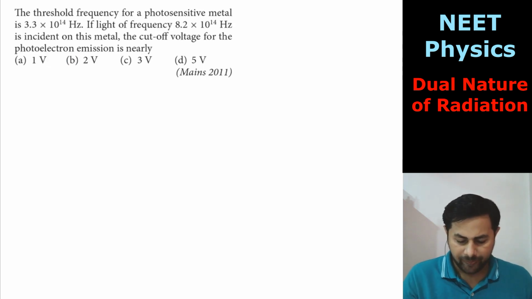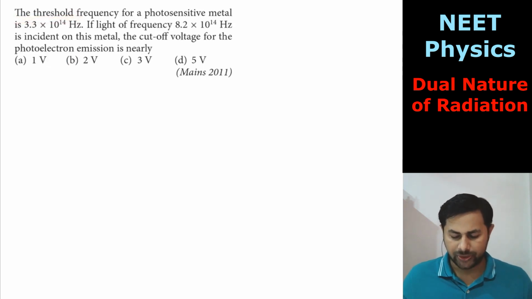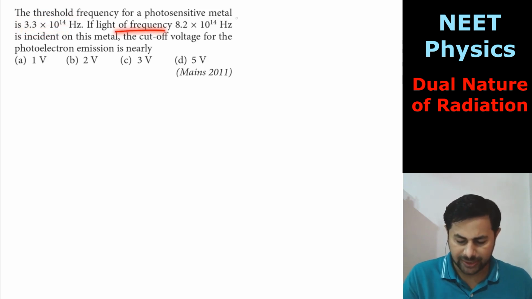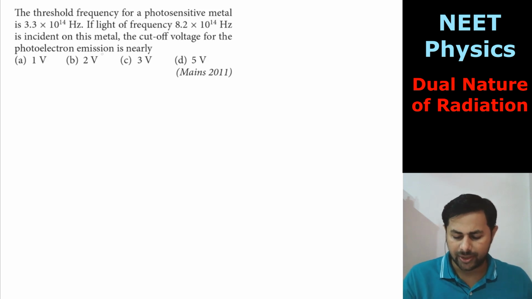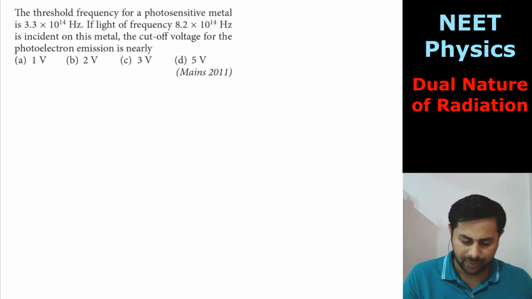Let's see the next one. The threshold frequency for a photosensitive metal is this much. If light of frequency 8.2 multiplied by 10 raised to 14 Hertz is incident on this metal, the cutoff voltage for the photoelectron emission is nearly. Okay, tell me.